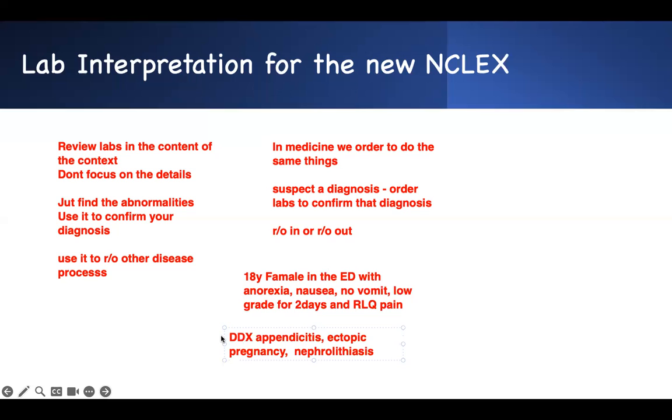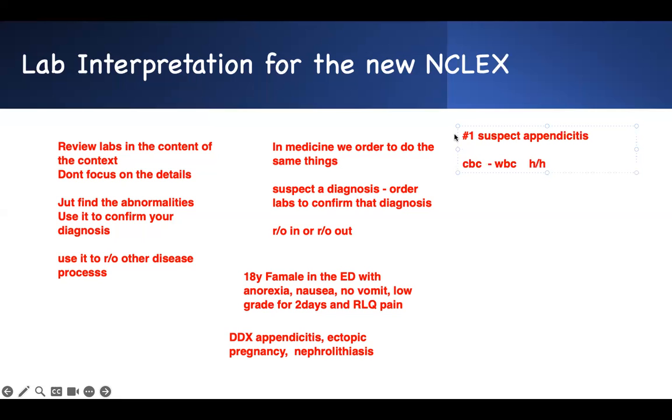What do you think the nurse or the doctor will do? What do you expect? So the doctor, if I suspect, my number one is appendicitis. I suspect appendicitis. I suspect ectopic pregnancy. I'm going to order certain labs to rule out. So what do you think we're going to do? We're going to order a CBC. What are you looking for in the CBC? I'm looking for the WBC. That's all.